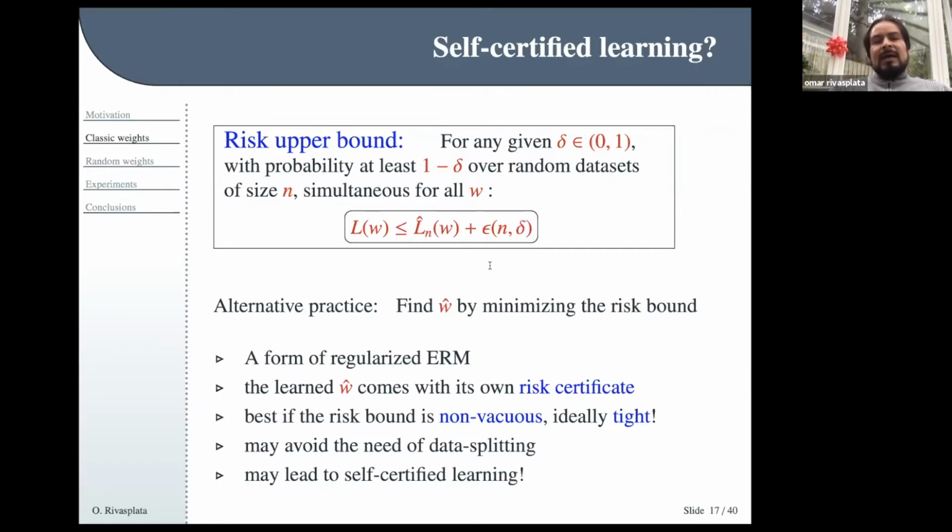So if the values of this bound that come out of that learning process are not so far from the value of the unknown true loss. And another good idea about this approach is that it may avoid the need for data splitting, because the output of this learning process comes with its own risk certificate. You wouldn't need to calculate a test error, provided that the bounds are non-vacuous and tight. So this may lead to self-certified learning.